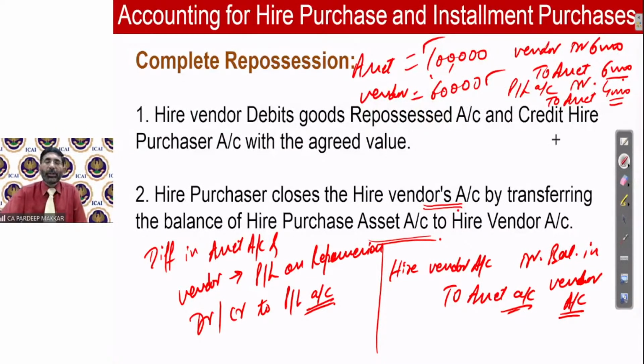Noted? Complete repossession must be clear to everyone. If noted, confirm me so that I can proceed.